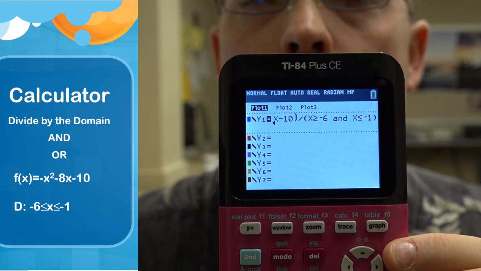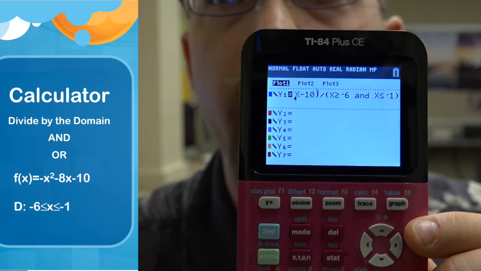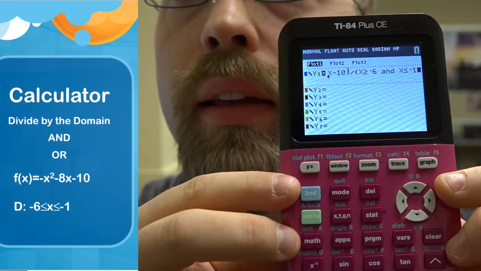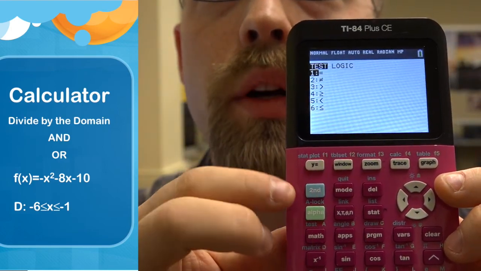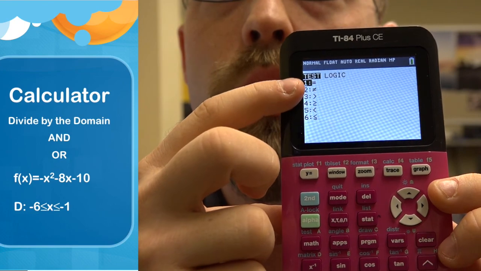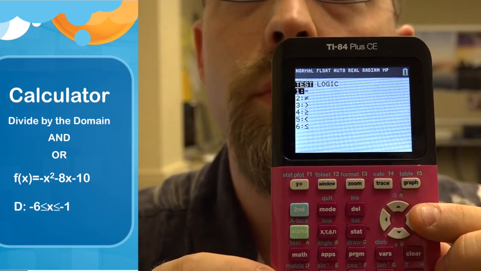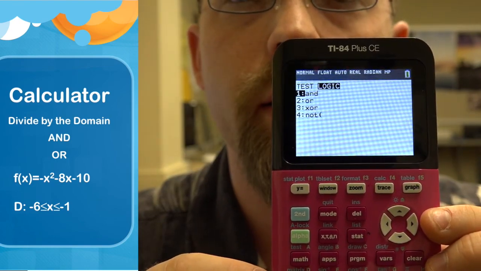And you might be wondering, where can I get a less than or equal to and the word and? If you press second math, then there's that word test right there. This is where we can see all of these cool test operations, less than, greater than or equal to. And then if you move over to logic, there's our words and, or. So this is something that you need to be able to do.